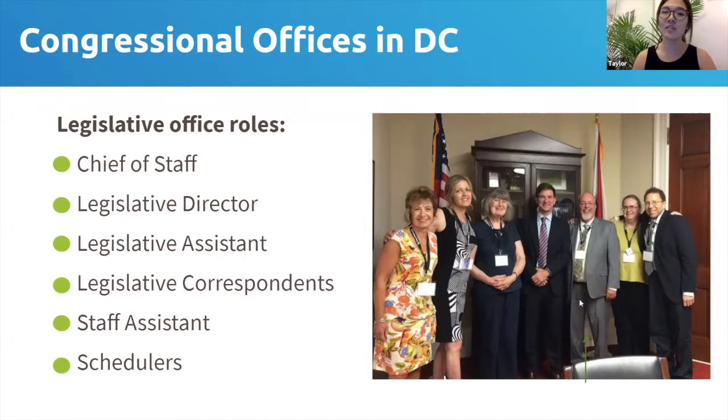And last, but certainly not least, is a scheduler. So this staffer may also share the title of office manager and is responsible for the legislator's schedule. Some lawmakers often have 2 schedulers, one in DC and another one in the state district. The scheduler is the ultimate gatekeeper, and they really may be the person that decides whether or not you or your group gets to meet up with the legislator. So always be nice to your scheduler.